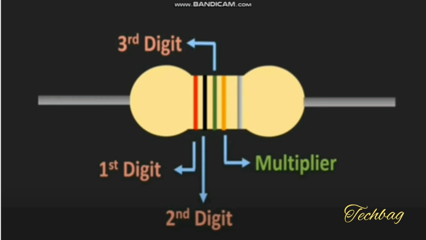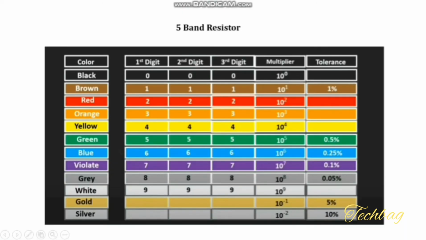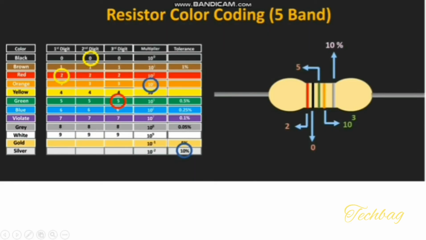Next one is a 5 band resistor. Here the first 3 bands represent the 3 digits of your resistance value. The fourth band is a multiplier and the fifth band is a tolerance band. It is the same as a 4 band resistor, and the corresponding chart is here. The first 3 columns represent 3 digits, the fourth one the multiplier, and the last one the tolerance. Let us see one example for 5 band.